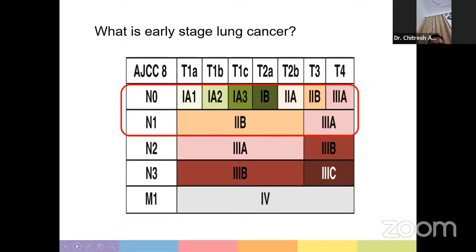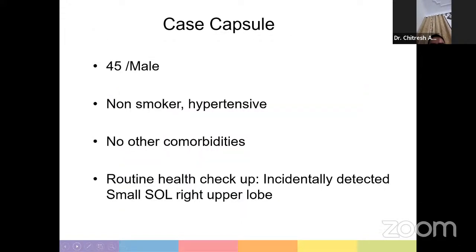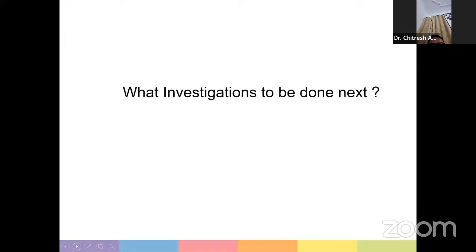Here is a 45-year-old male, non-smoker, hypertensive, with no other known comorbidities. He underwent a routine health checkup and was incidentally detected to have a small SOL in the right upper lobe. So what investigations are to be done next? How would you evaluate such a patient?